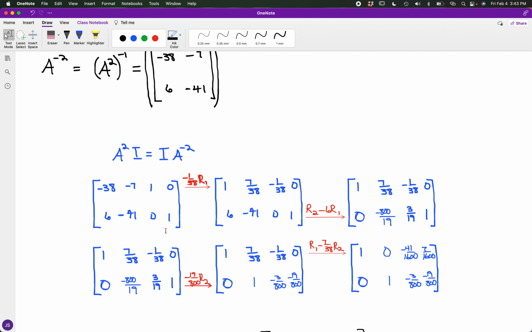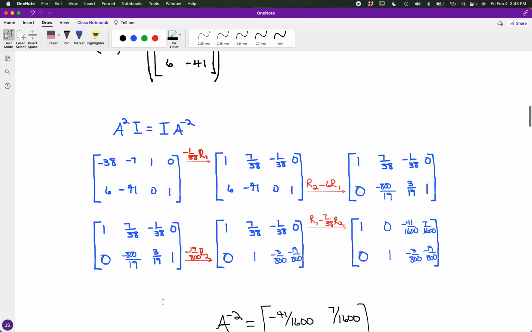And so we have the 2 by 4 matrix, with the square of A alongside the identity. And again, making the negative 38 into a 1, I take negative 1/38 of the first row. I have these elements, and the 6 on the bottom of the first column I can make into a 0 if I take the bottom row and deduct 6 times the elements of the row above. And so in this configuring, we have 0, negative 800 over 19, 3 over 19, and 1.